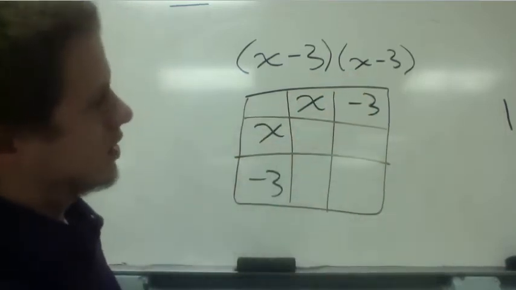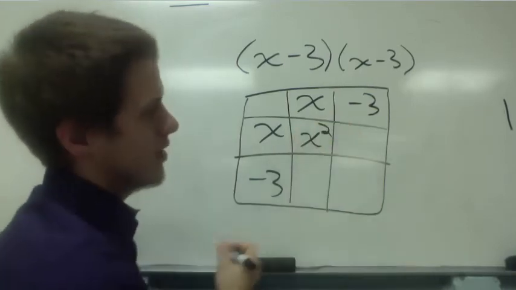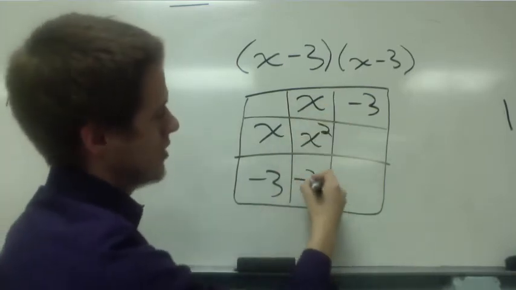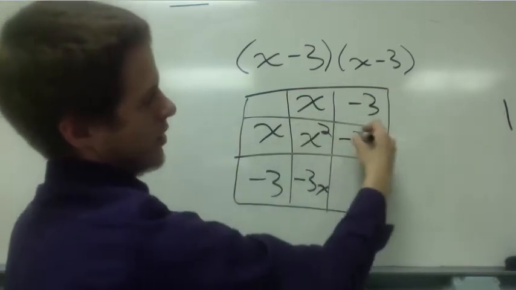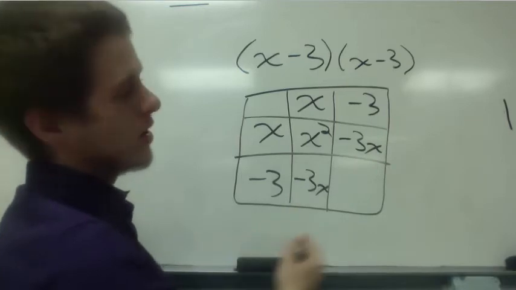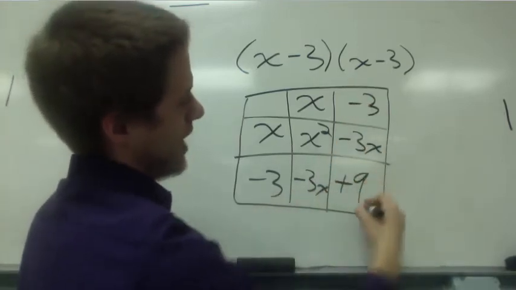Alright, so I want to find the area of those 4 boxes. X times x gives me x squared. X times negative 3, negative 3x. X times negative 3 over here, negative 3x. And then negative 3 times negative 3 gives me a positive 9.